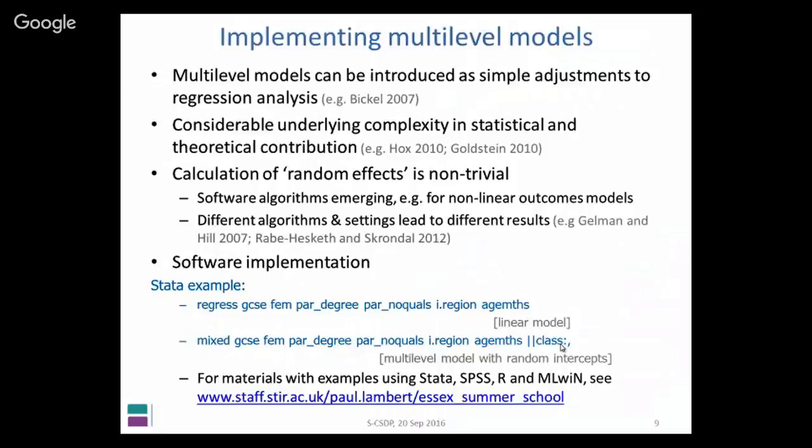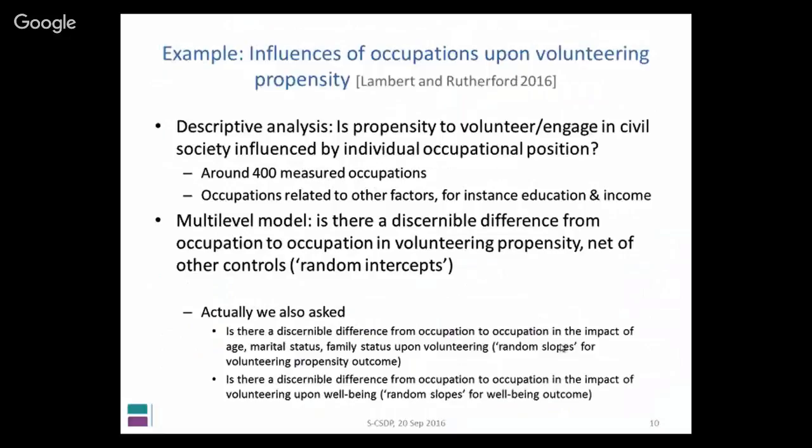They work in more complicated ways when you get into the details. But you can get started quite rapidly on multi-level models nevertheless. So here's a little example associated with data on volunteering, and it's actually a bit of work in progress that I'm developing with Alasdair Rutherford at Stirling. And we're interested in occupation to occupation variations in volunteering experiences. And our idea is that there could be processes related to individual occupations that influence volunteering experiences, whether people volunteer or engage in civil society activities at all, but also perhaps the benefits of volunteering. Could they be different from job to job?